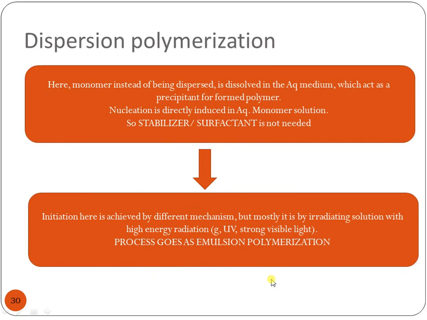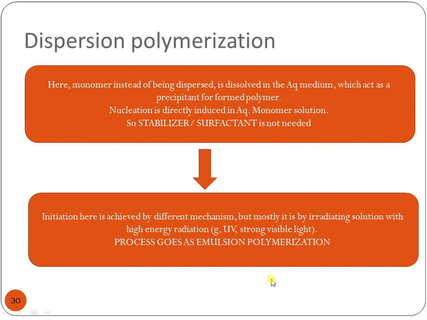Next is dispersion polymerization. Here the monomer, instead of being dispersed, dissolves in the aqueous medium. In the process which we have studied earlier, we saw that the monomer is not soluble, it does not dissolve in the medium, it is just dispersed. In this, the monomer is dissolved in the aqueous medium, which acts as a precipitant for the formed polymer.